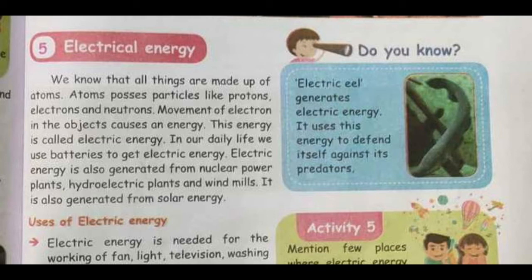Atoms are very small particles which we cannot see with our eyes. Thousands of atoms join together to form an object. For example, your pencil, your water bottle, etc. An atom is made up of three types of particles known as electron, proton and neutron. Proton has positive charge, electron has negative charge, but neutron doesn't have any charge.